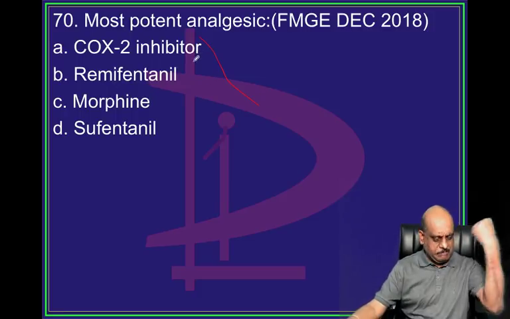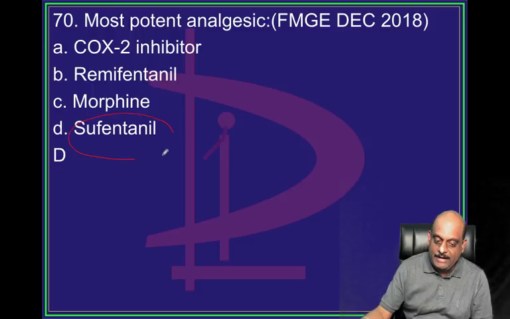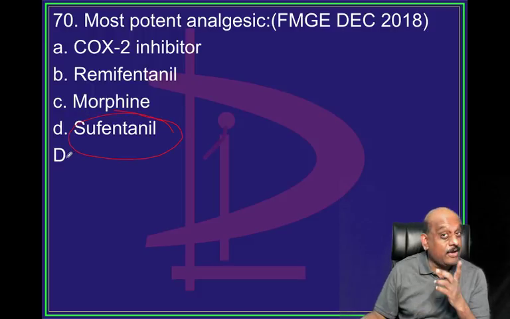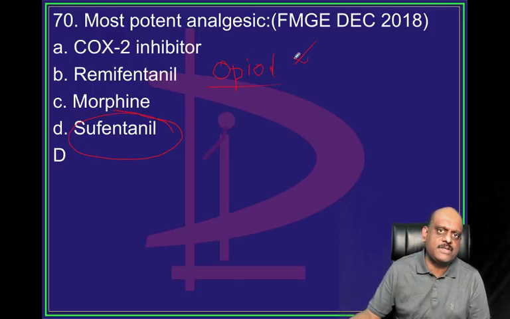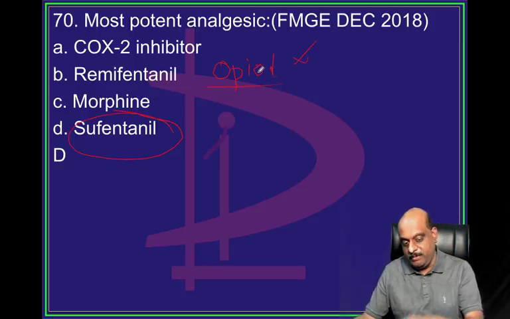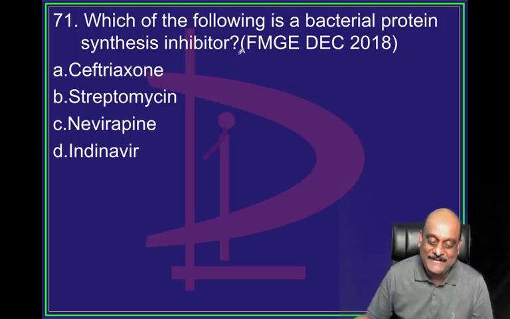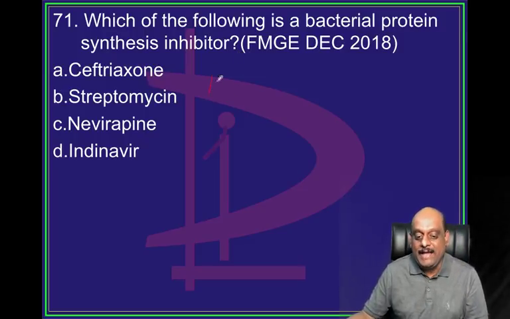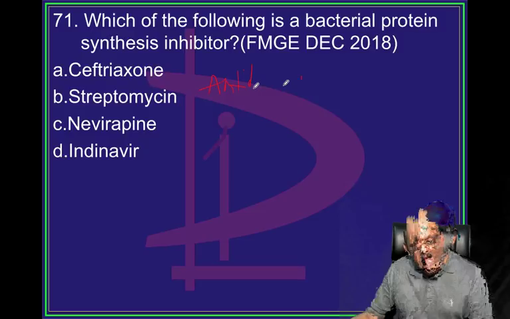What is the most potent analgesic, doctor? Sufentanil. Yesterday also the examiner asked a question on opioid analgesics classification, which is fast acting, slow acting, and so on. You should be ready. Sufentanil. This is a beautiful question, doctor. One question on antibiotic mechanism of action. 30S, 50S, everything you should be ready. So what is your answer?